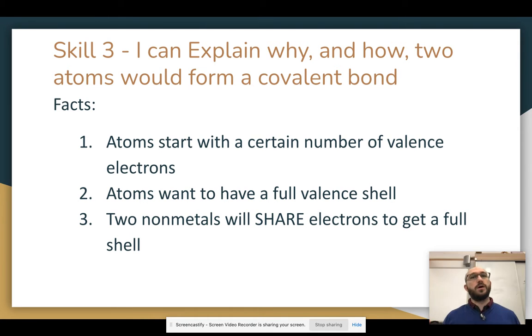We know how to draw the Lewis dot structures of these already, from the last video. We know that when a metal and a nonmetal bond, it's ionic. We don't care about them right now. We know that a nonmetal and a nonmetal will share their electrons instead, called a covalent bond. All right.